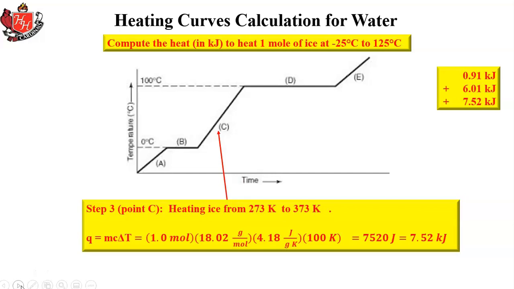So here we go again. We've got to convert to grams because it asks for mass, so it's 1 mole times 18.02 grams per mole for water. And then now we have a number we've seen before many times. That's the specific heat of water, 4.18 joules per gram Kelvin. Back when we did thermal, we saw that number all the time. And the temperature change is 100 Kelvin. So you do the math and you get 7.52 kilojoules. So we put that up in the upper right-hand part of the slide. We're going to add that in. Now we're going on to region D.